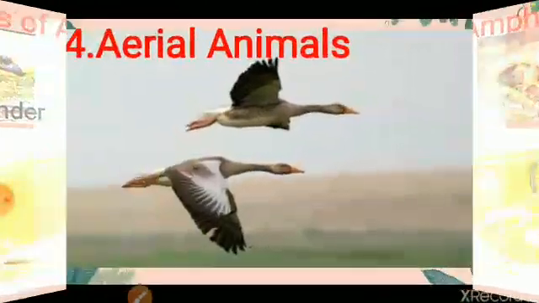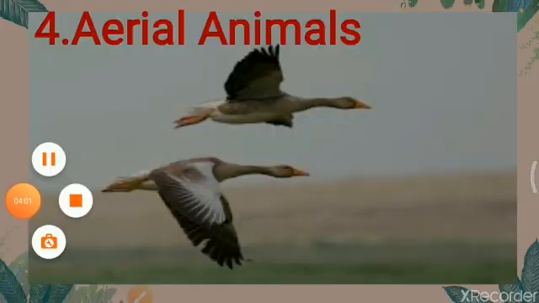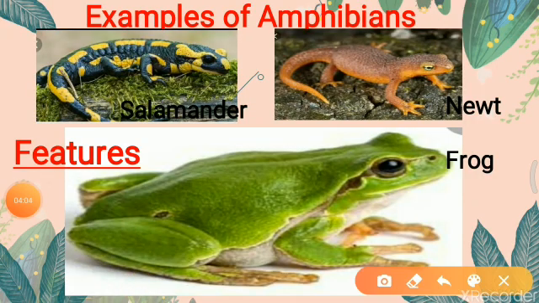Webbed feet. Some of them have webbed feet and a tail to help them in swimming. They breathe through their moist skin when they are in water, and when they are on land, they breathe through their lungs.